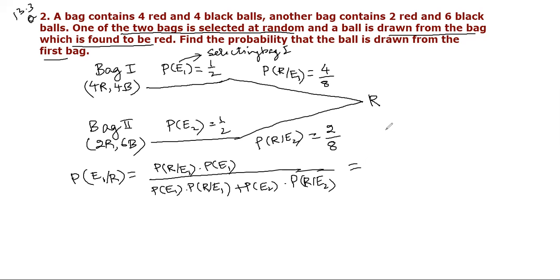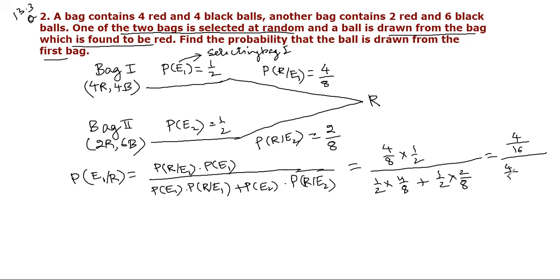Just substitute the values. We get here 4 by 8 into 1 by 2, divided by 1 by 2 into 4 by 8 plus 1 by 2 into 2 by 8. So 4 by 16 plus 2 by 16, so 4 by 6. Dividing by 2, 2 by 3 is the correct answer.